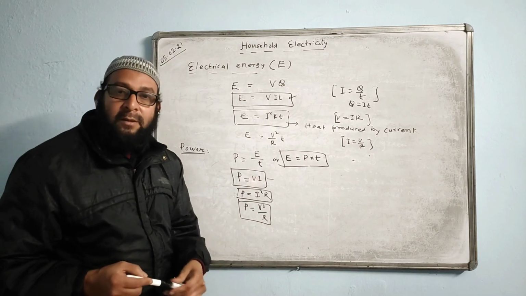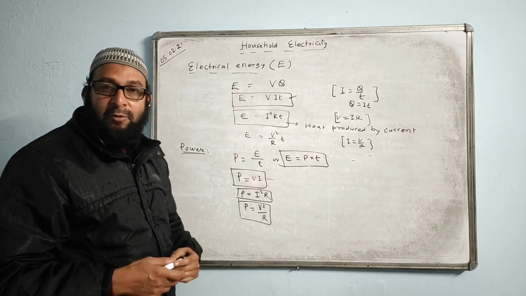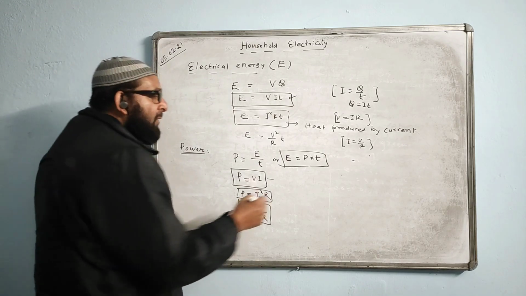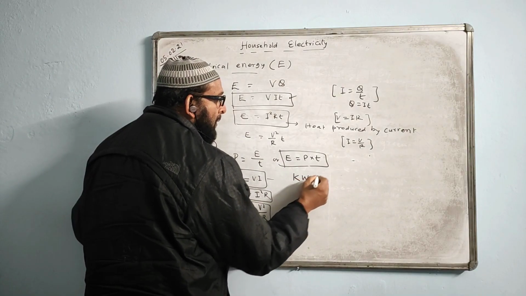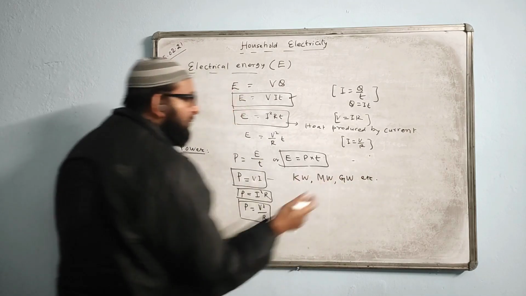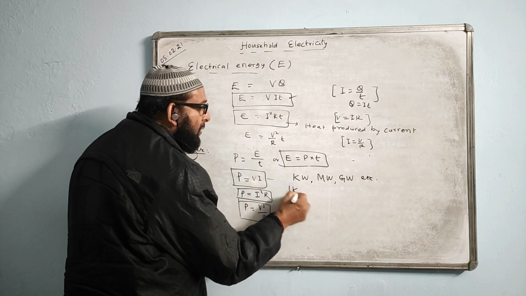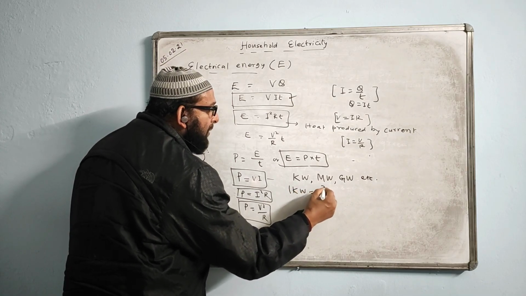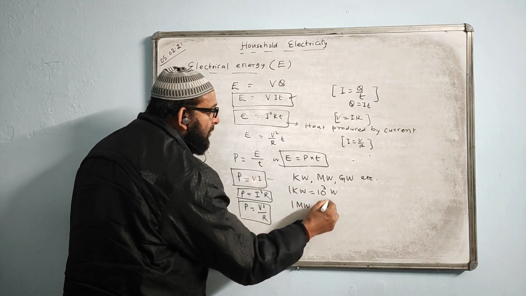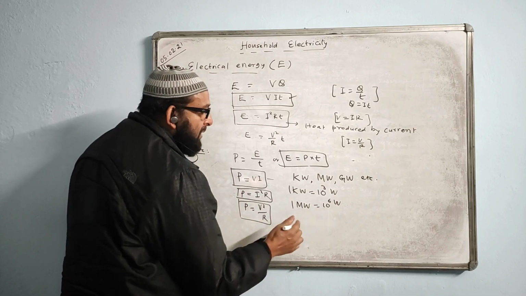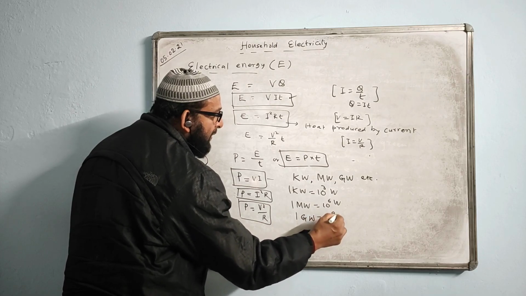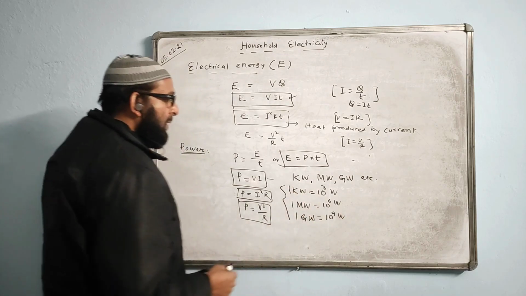What is the SI unit of power? The SI unit of power is watt, capital W, or joule per second. The other units of power are kilowatt, megawatt, gigawatt, etc. 1 kilowatt is equal to 10 to the power of 3 watt, that is 1000 watt. 1 megawatt will be equal to 10 to the power of 6 watt, that is 10 lakh watt. And 1 gigawatt will be equal to 10 to the power of 9 watt. These are the values of power.